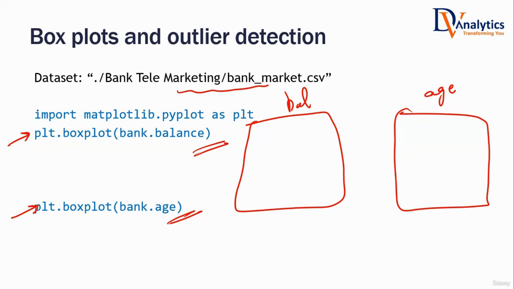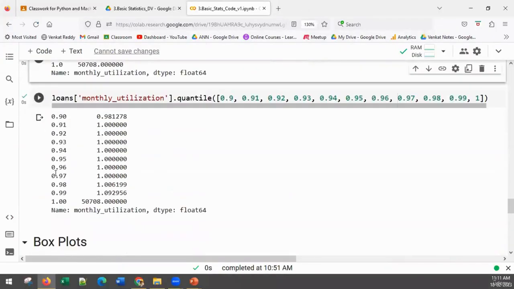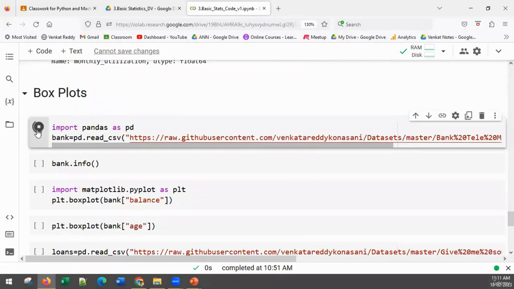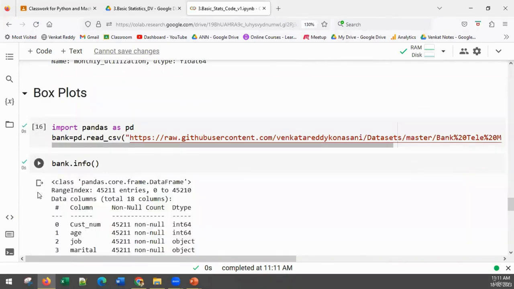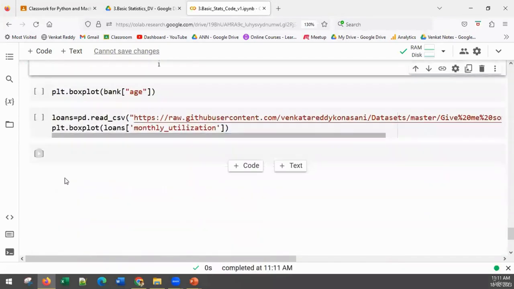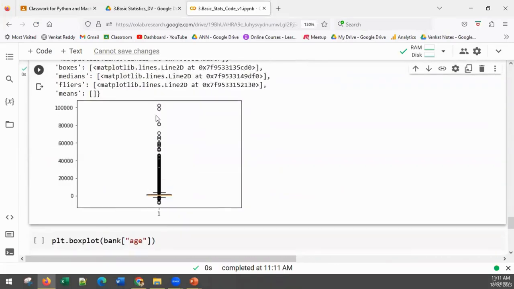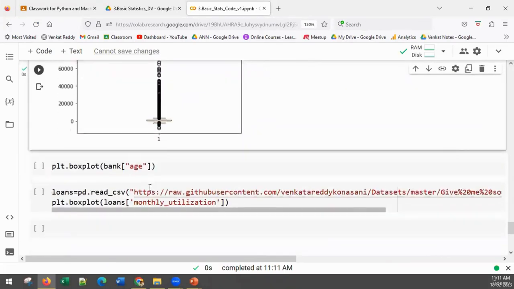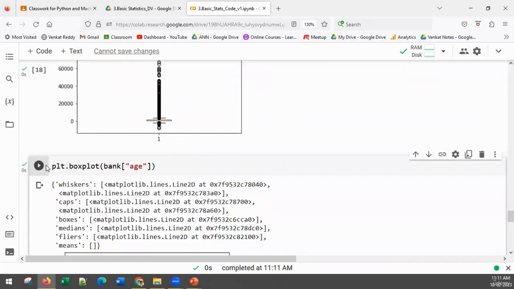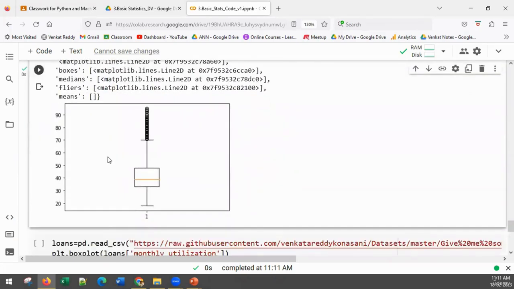Yes, sir. In bank balance the box is very compressed, isn't it? Let us see that. The lower data is not visible. If the box is not visible, it's clearly indicating to us that definitely there are outliers. How about age? Outliers are there, but the box is visible.